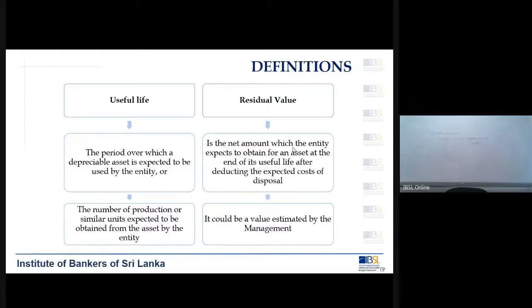As a result, the useful life is an estimation by the company for the purpose of providing depreciation.